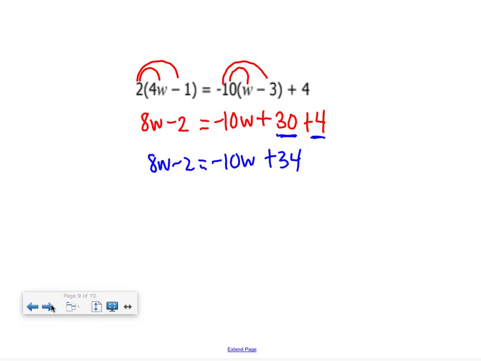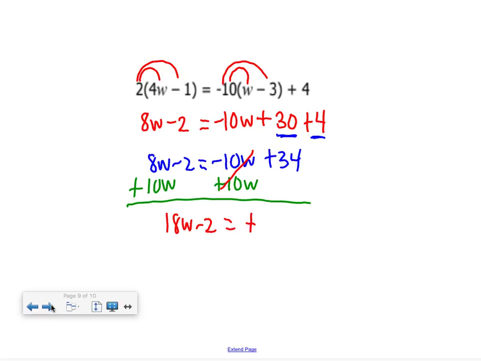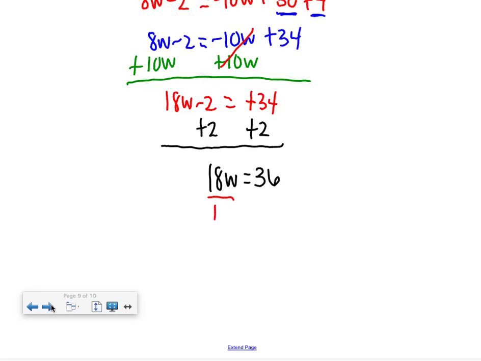Again, we want our variables on one side, so I'm going to add over 10w, add over 10w. 8w plus 10w is 18w minus 2. Those 10w's go away, plus 34. Now again, we just have a simple two-step equation. Add your 2 over. I have 18w equals 36. How am I going to get w alone? Well, you know we have to divide by 18. Divide by 18. w equals 2.